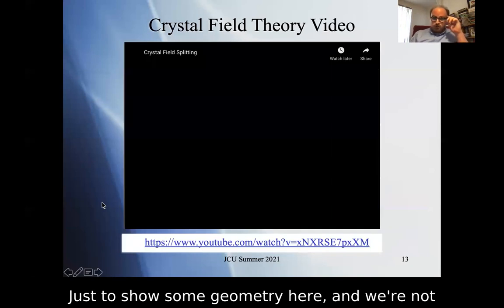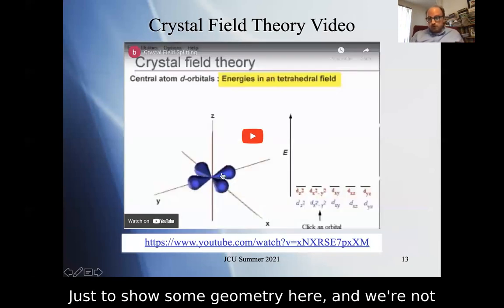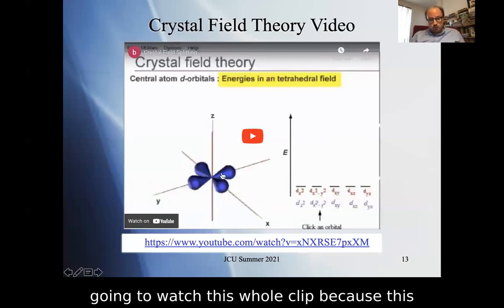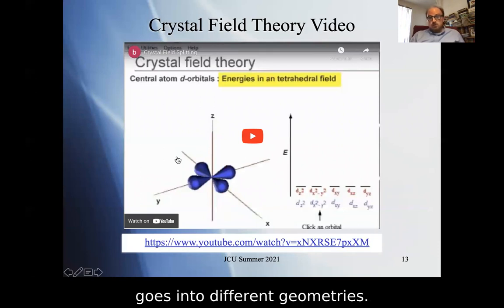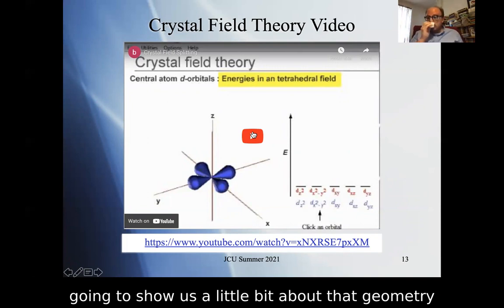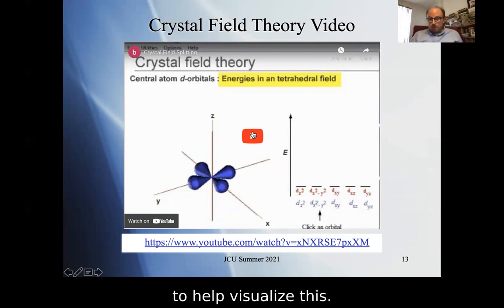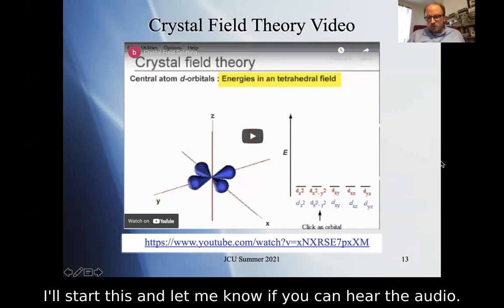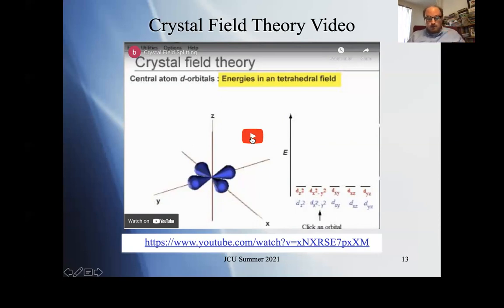Now, just to show some geometry here, and we're not going to watch this whole clip because this goes into different geometries. We're only focusing on octahedral. And there's just about a minute of this video that's going to show us a little bit about that geometry to help visualize this. Now, I'll start this and let me know if you can hear the audio.